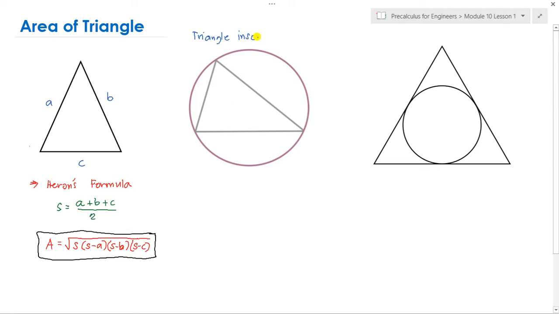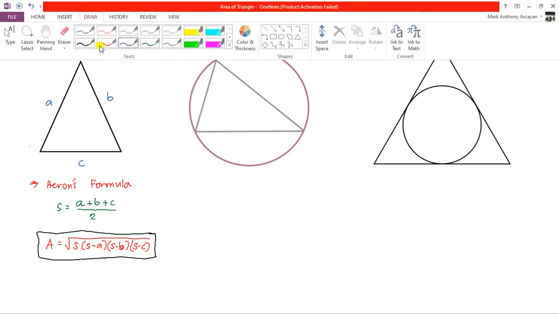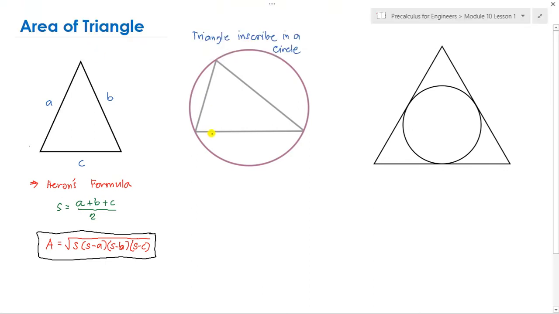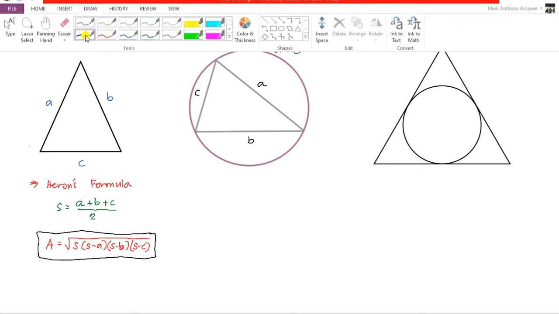inscribed in a circle. So this is a triangle inscribed in a circle, meaning it is drawn inside the circle. Here, for this case, we are given the three sides. This is A, this is B, and this is side C. And of course, we also have the radius.